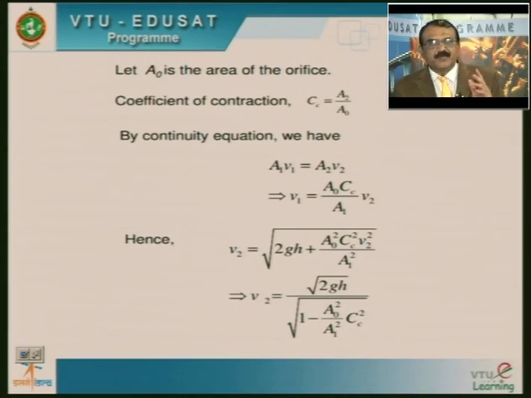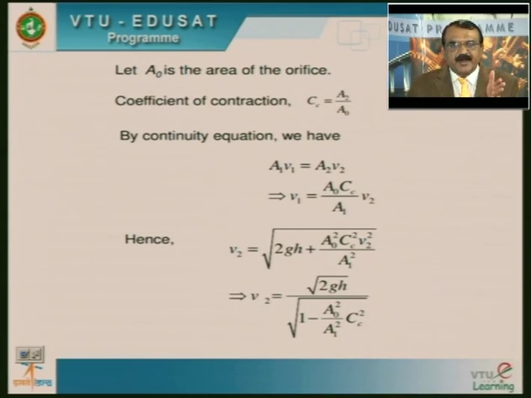Now come to the coefficient of contraction. It is given by Cc. It is defined as the ratio of the area of the jet at section 2, or Vena Contracta, divided by the area of the orifice. If you look at the equation I gave here, this is the area at Vena Contracta and this is the area of the orifice.